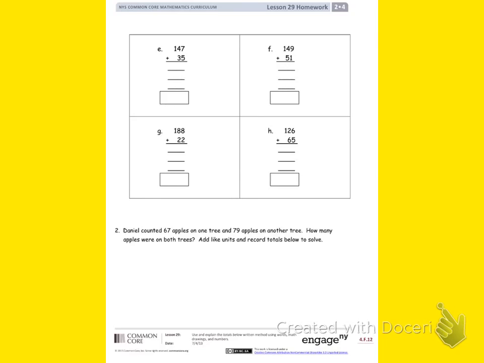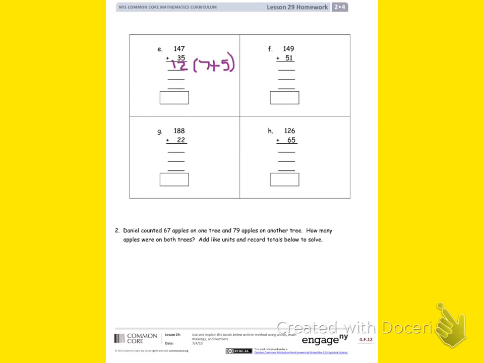Module 4, Lesson 29's objective is to use and explain the totals below written method using words, math drawings, and numbers. Item E, 147 plus 35. When using this method, we begin in the ones column by adding the ones. 7 ones plus 5 ones. That's the same as 7 plus 5. 7 ones plus 5 ones is 12 ones. 12 ones is written this way.